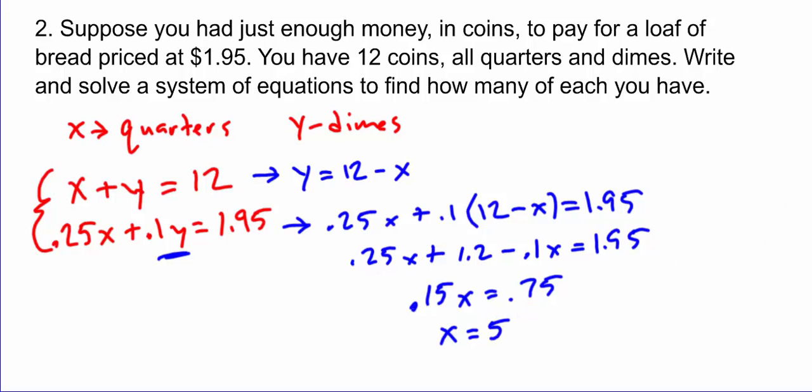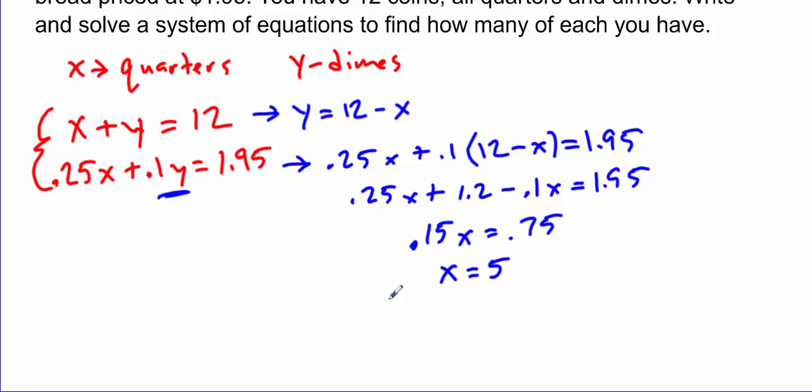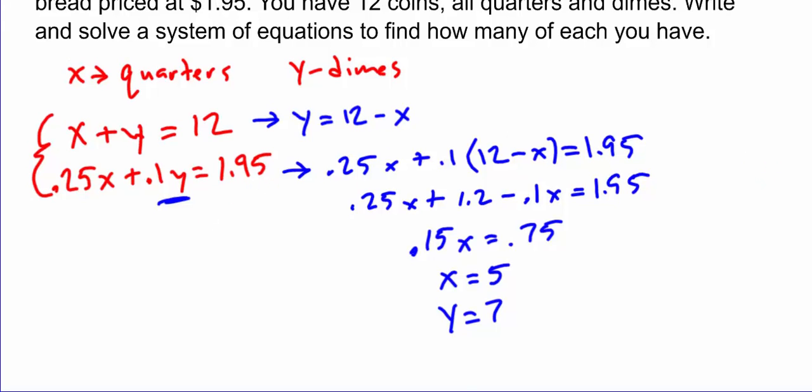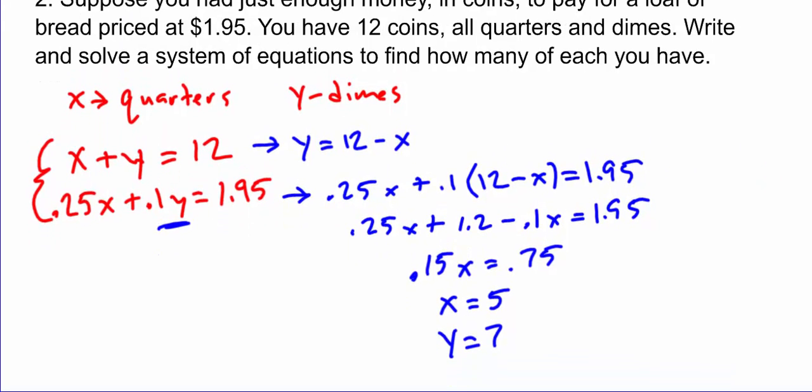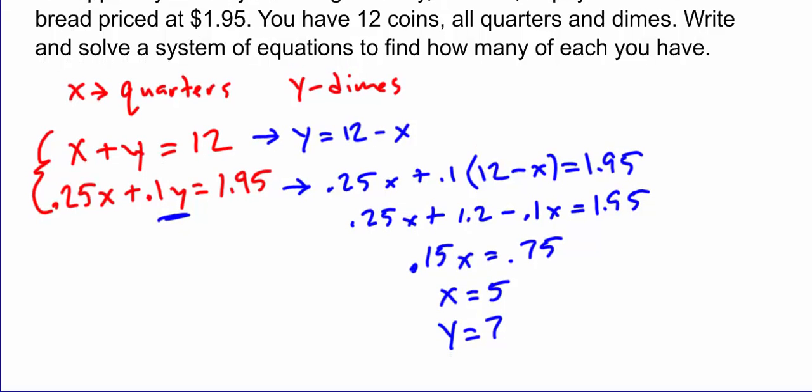Now I'm definitely going to plug that back into the first equation. x plus y equals 12, and that gives me 7. So the answer to this is, it says to find how many of each we have. So you could just simply say something like, I have 5 quarters and 7 dimes.